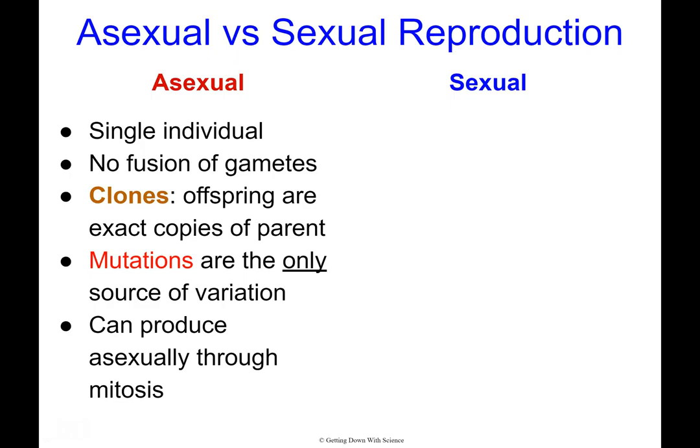Okay. And they can reproduce asexually through mitosis. So basically, when we're talking about asexual reproduction, we're talking about using the process of mitosis to make new individuals.